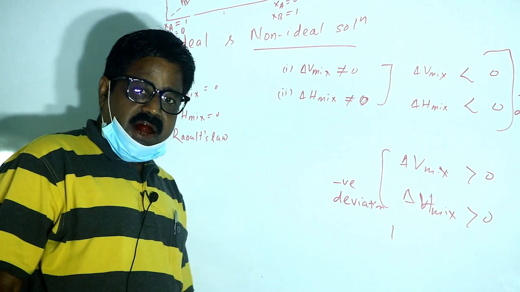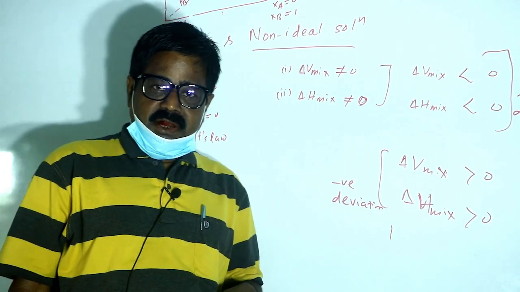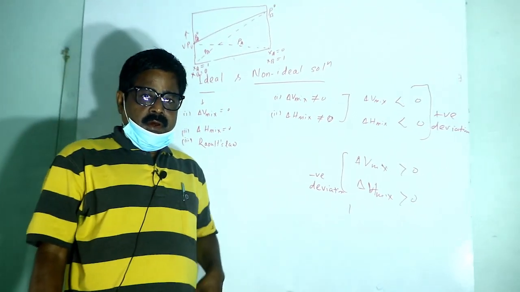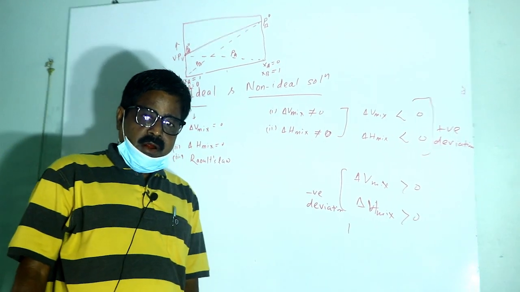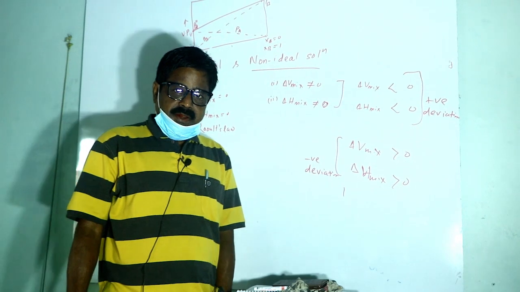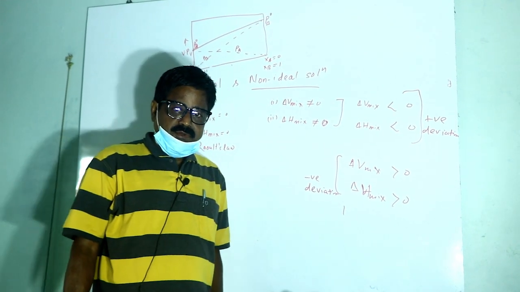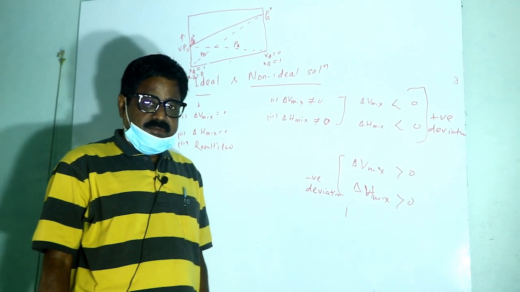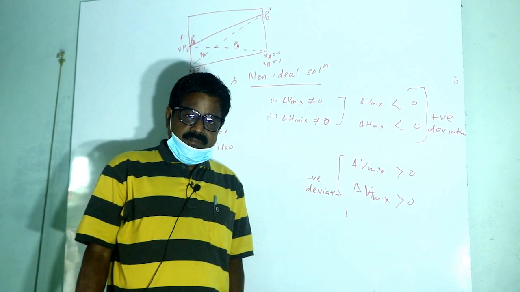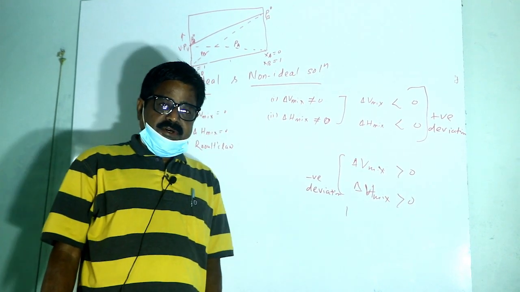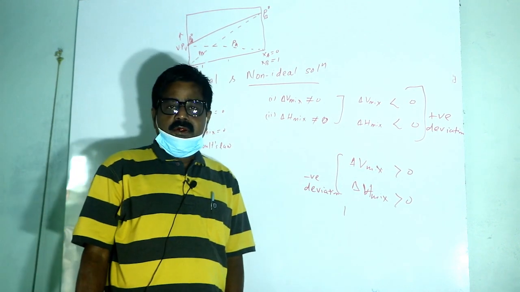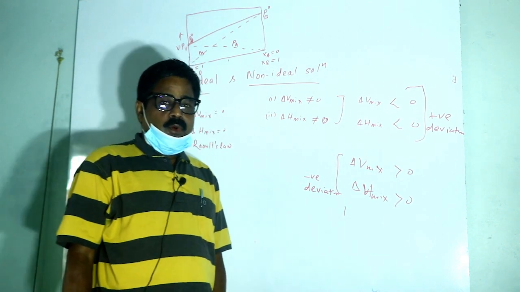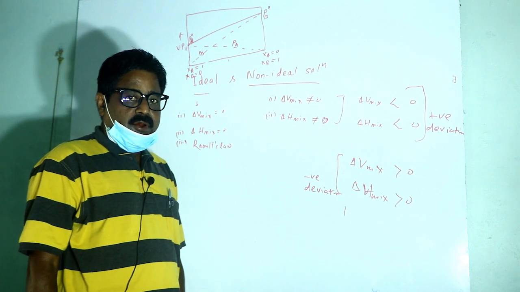So let's start the subject matter that I have told previously about Raoult's law and its relations between the mole fraction and partial pressures of the solution. Today, in the solution chapter, I will discuss ideal and non-ideal solutions. What is the meaning of ideal and non-ideal solution?